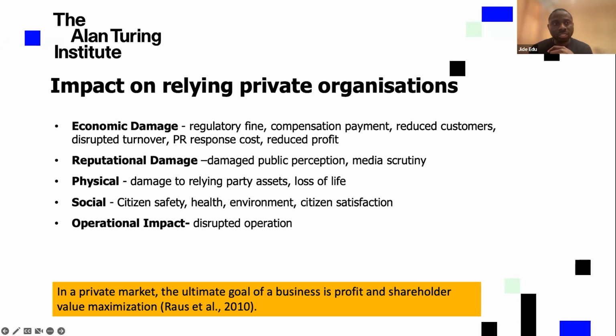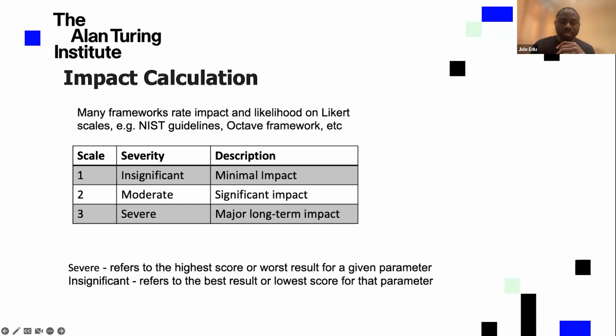And also we have reputational damage. There could be damage to public perception as well, and also physical damage, social damage, and operational damage. To be able to better quantify this impact, we know many existing risk frameworks make use of Likert scales, which try to explain how these different impact categories should be used to determine the extent of compromise on some of them. For instance, NIST tends to have 5 impact scales. This allows a standard comparison to aggregate the impact across different categories.